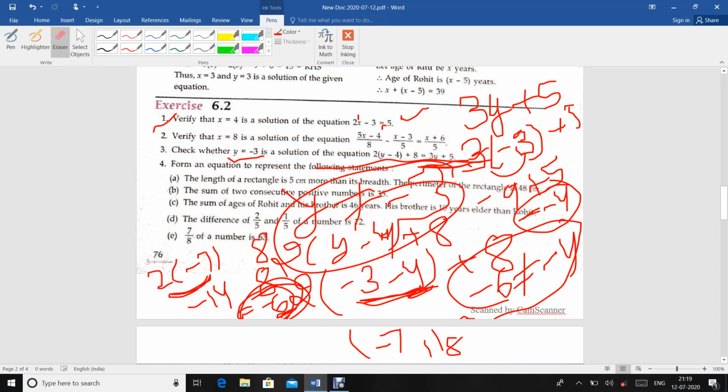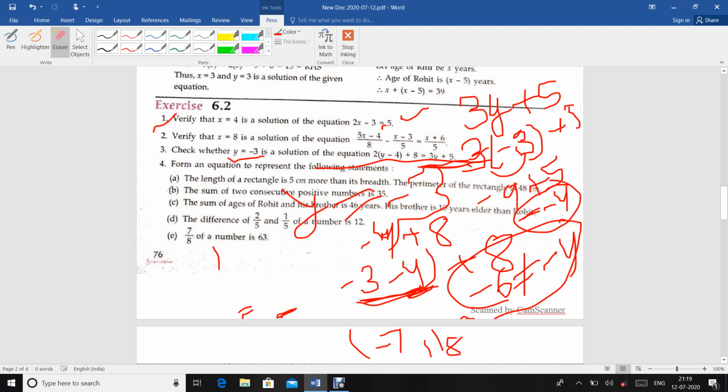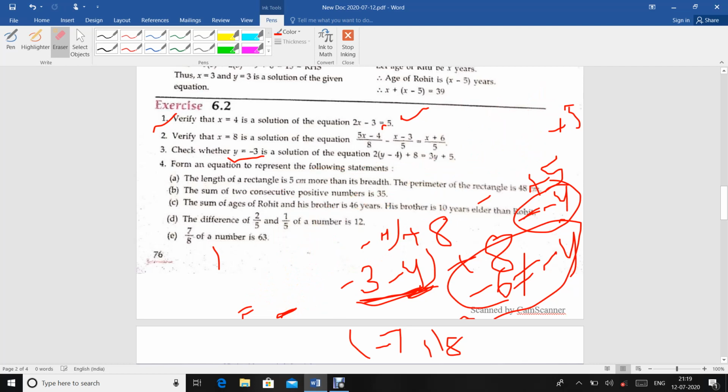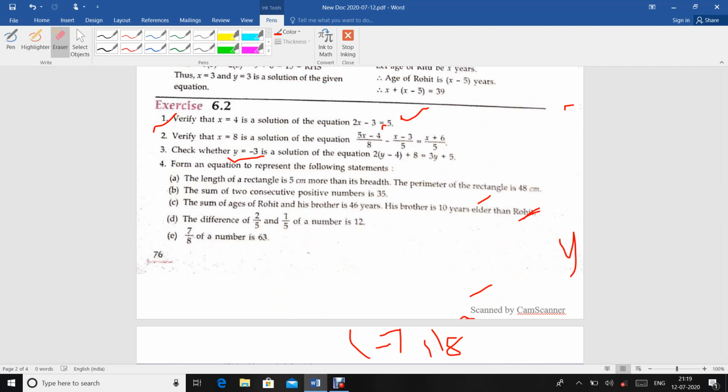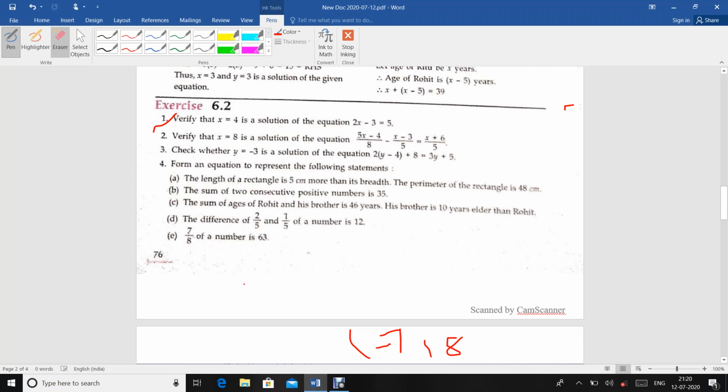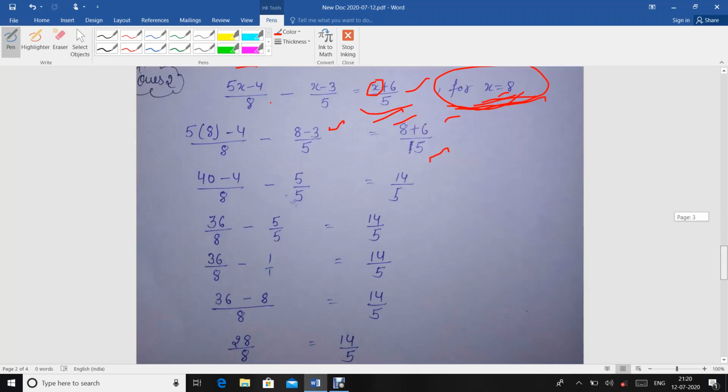Question number 4 is saying form an equation to represent the following statement. Means in this question you are given some statements and you need to form all these statements in the form of an equation. Part A. In the part A you are given that the length of a rectangle is 5 centimeter more than its breadth. The perimeter of the rectangle is 48 centimeter.